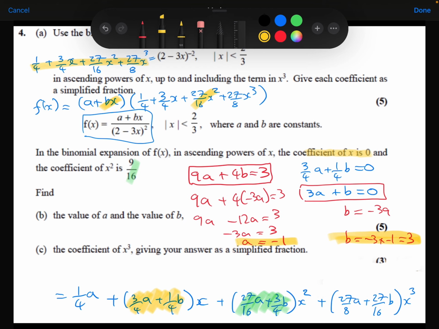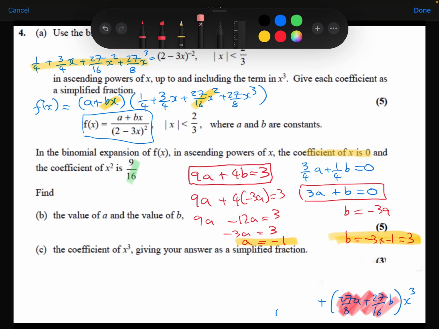Finally, part C of the question. The coefficient of x cubed. I need to find the coefficient of x cubed. This is the coefficient of x cubed, and we've just worked out what a and b are. So I can substitute them into this. So let's do that. We will have 27 over 8 times minus 1 plus 27 over 16 times the b, which will give us 27 over 16. That is my coefficient of x cubed.